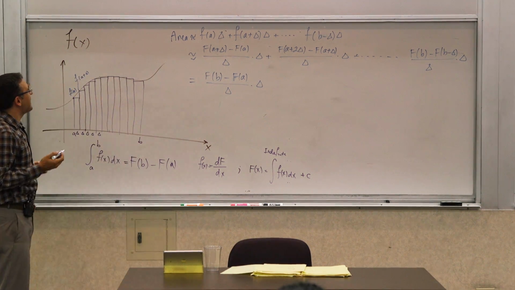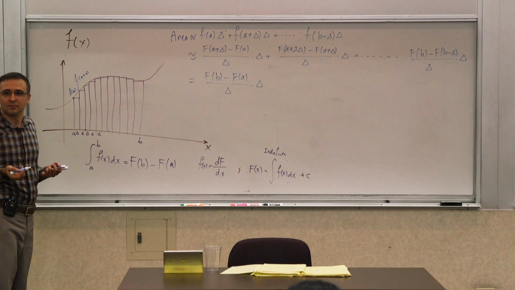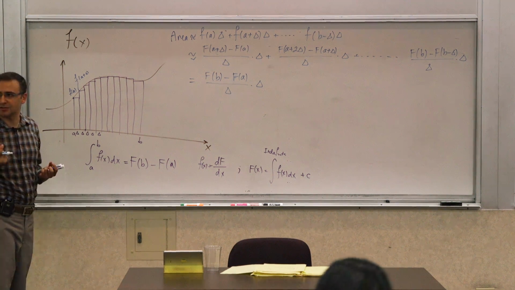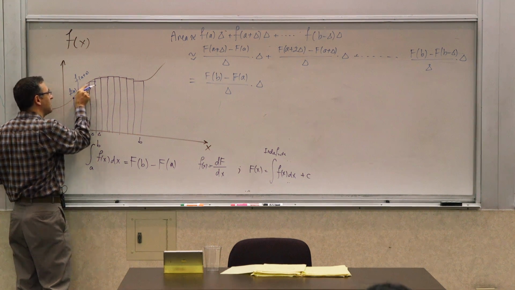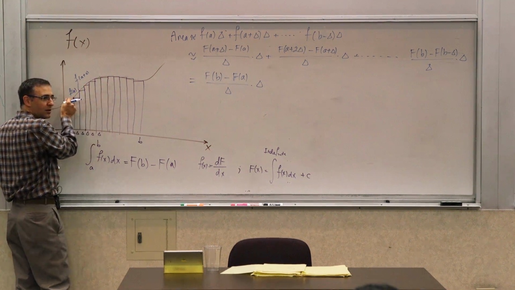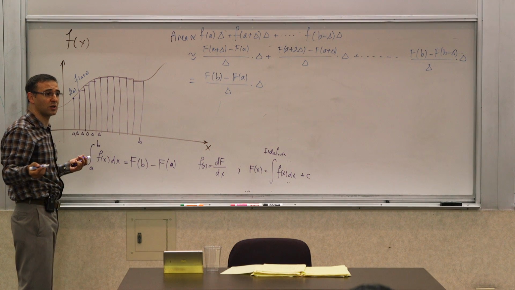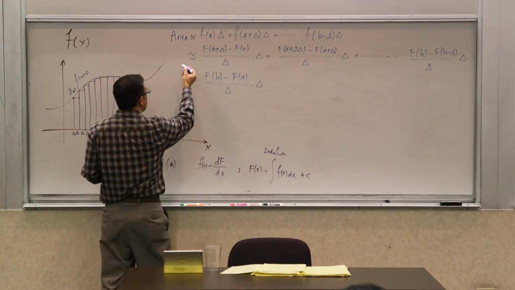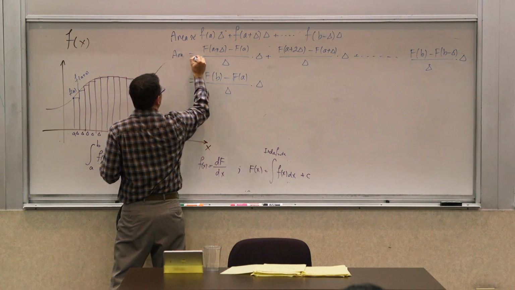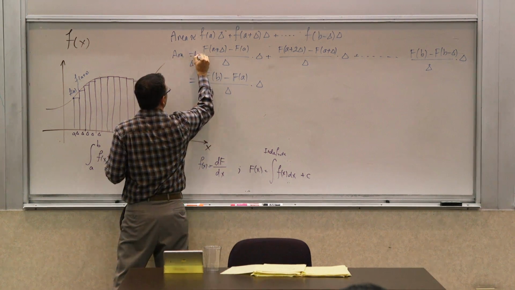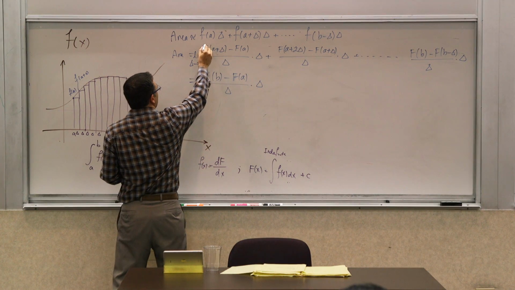So now, to make this more accurate, what do you do? To make this more accurate, you can make delta smaller. As I make delta smaller, these rectangles become smaller, so these areas of error, which is the source of error, become smaller and smaller. So in the limit of delta going to 0, this area would be exact. So this would be exact if delta went to 0, right, for this whole thing.